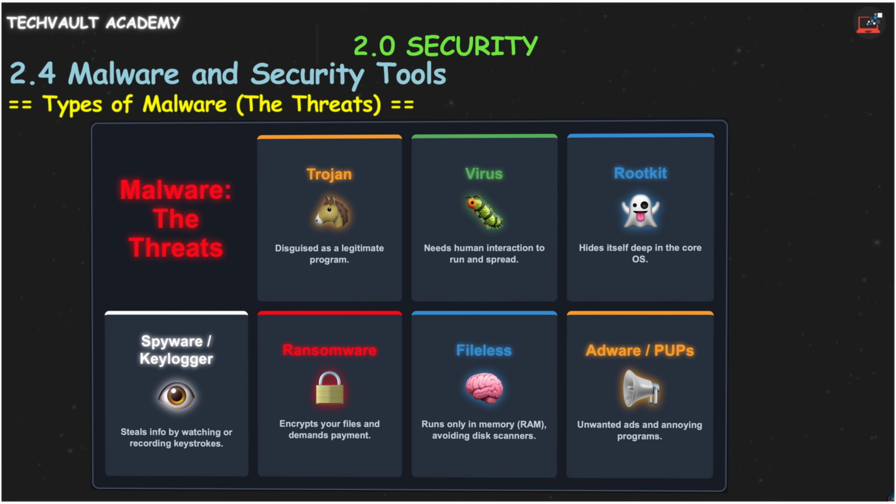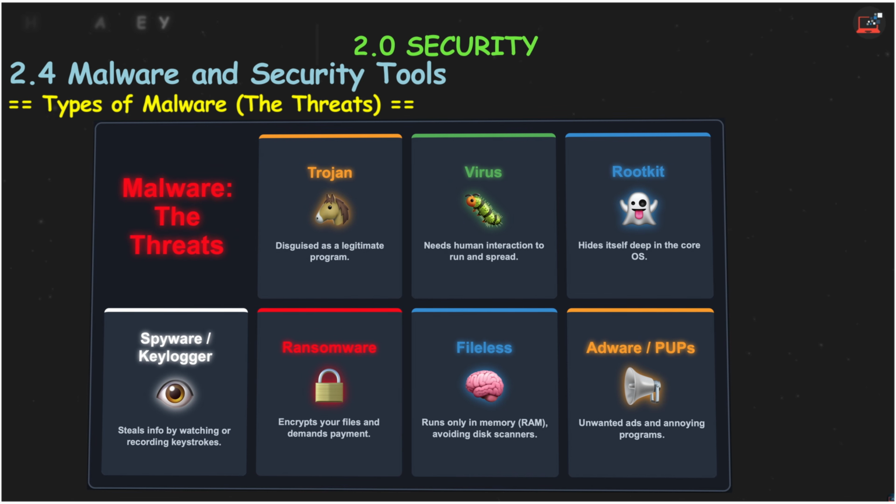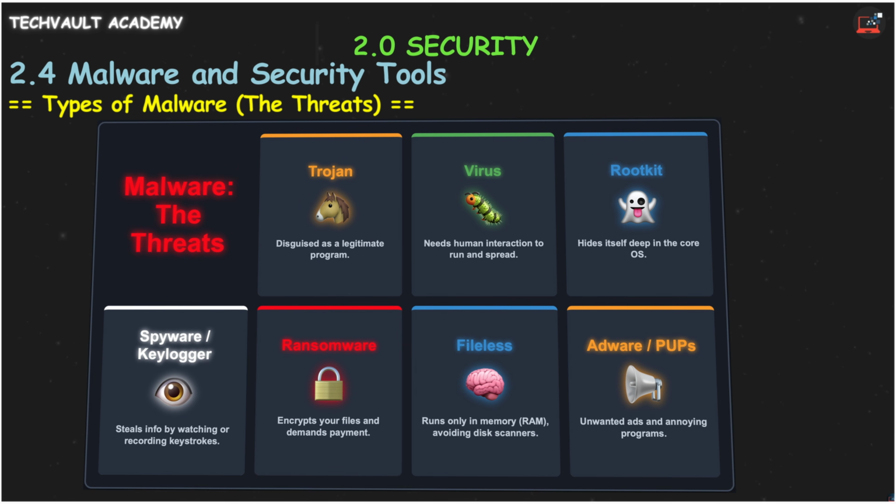Stalkerware is invasive spyware that can track your location, listen through your microphone, and watch through your camera. And fileless malware is a ghost. It runs entirely in your system's memory, never writing a file to your disk, making it invisible to traditional scanners. Finally, you have adware and potentially unwanted programs, PUPs, which clutter your system with ads and unwanted toolbars.